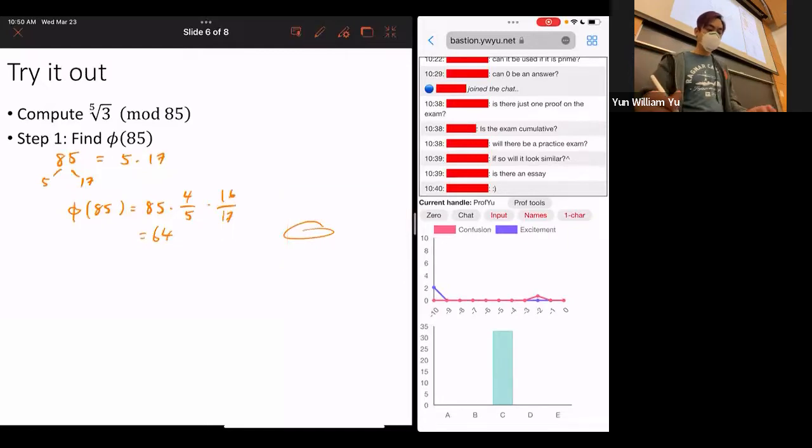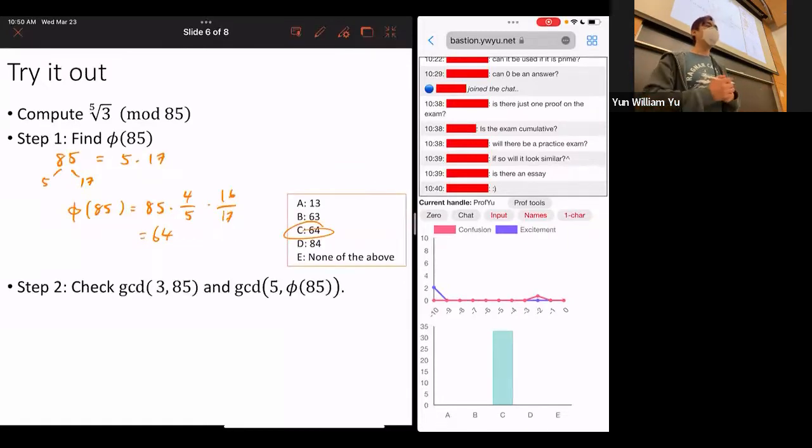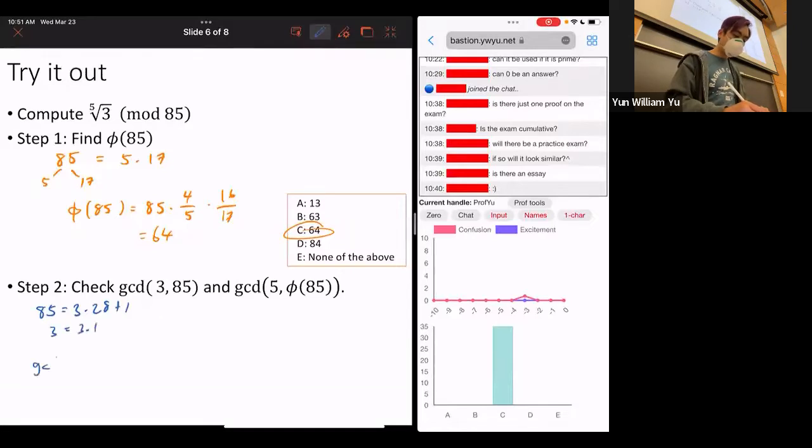Step two. Check if the greatest common divisor of 3 and 85 is equal to 1, and if the greatest common divisor of 5 and 64 is equal to 1. So I'm just going to do that. 85 is equal to 3 times 28 plus 1. 3 is equal to 3 times 1, and therefore the GCD of 3 and 85 is equal to 1. And of course, you could also just see that from the prime factorization.